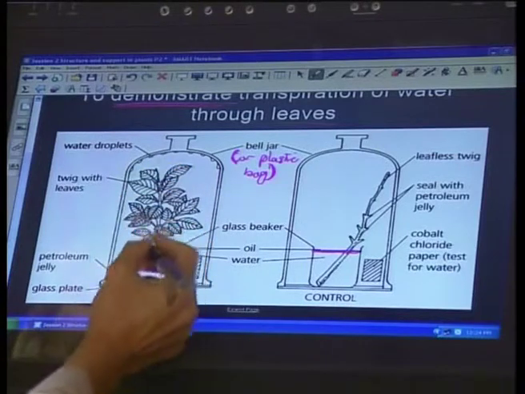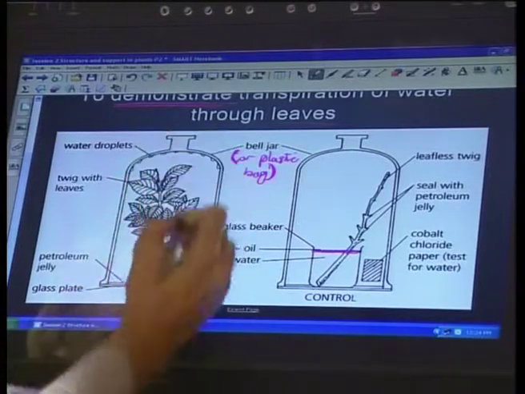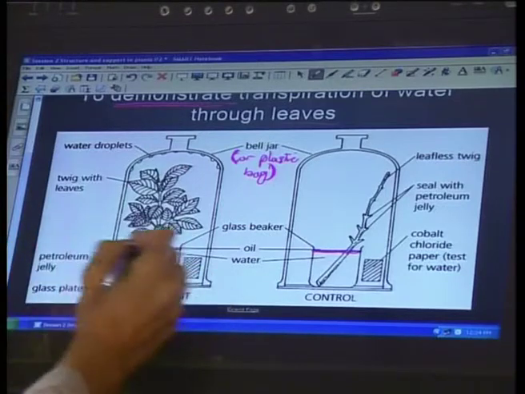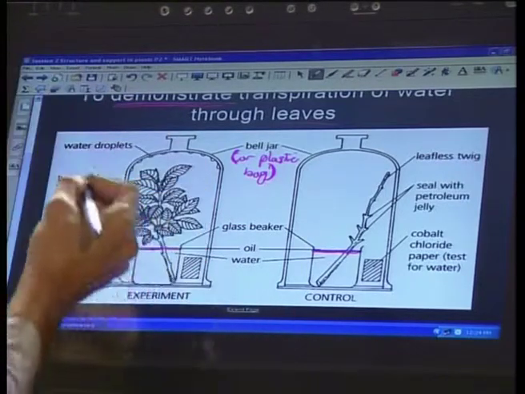Okay, this is a leafy twig, or twig with leaves. If you're using a bell jar, you'll use a glass plate with petroleum jelly. If you don't have that, it's fine. Use your little cut-off plastic cool drink bottle with your plant, and just put your plastic bag all the way around the plant. Okay?